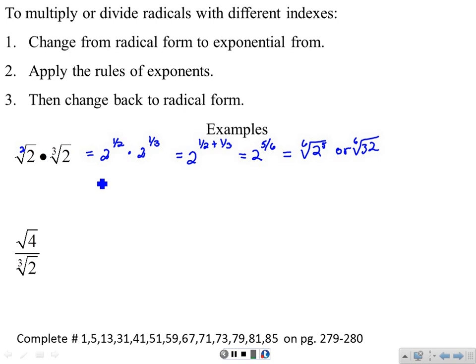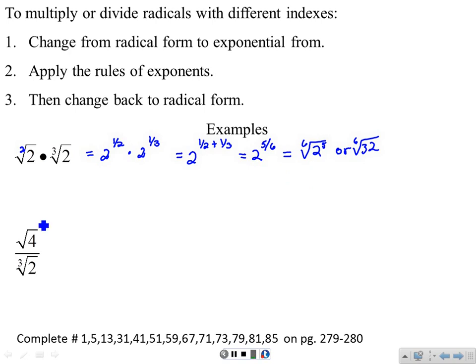So, one more time. How do I know when I need to change my radicals to fractional exponents? If you are multiplying or dividing radicals that have different indices, before you can do the multiplication or division, you must change them to fractional exponents. Then you're going to have like bases, hopefully. And when you have like bases, when you multiply powers with like bases, you add the exponents. And then make sure you change your fractional exponent back to a radical, since that's what you started with.